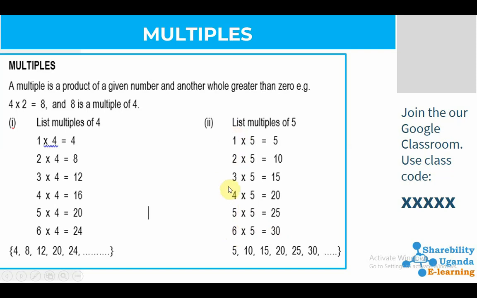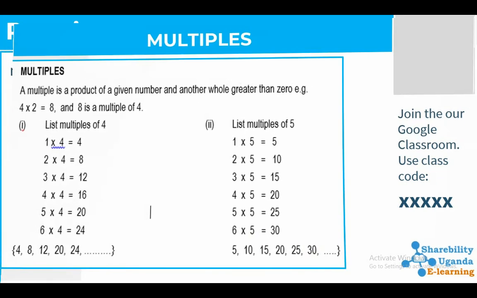So the products of these numbers with our given number are the multiples of 5. So our multiples of 5 are 5, 10, 15, 20, 25, and also 30. Those are our multiples. That is how we get a multiple of a number.